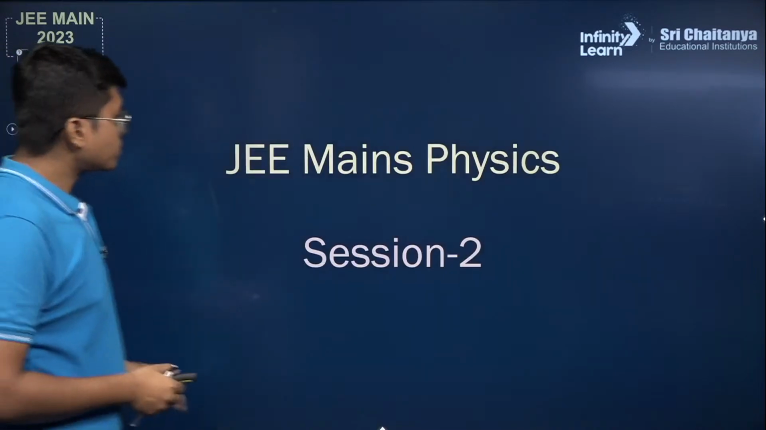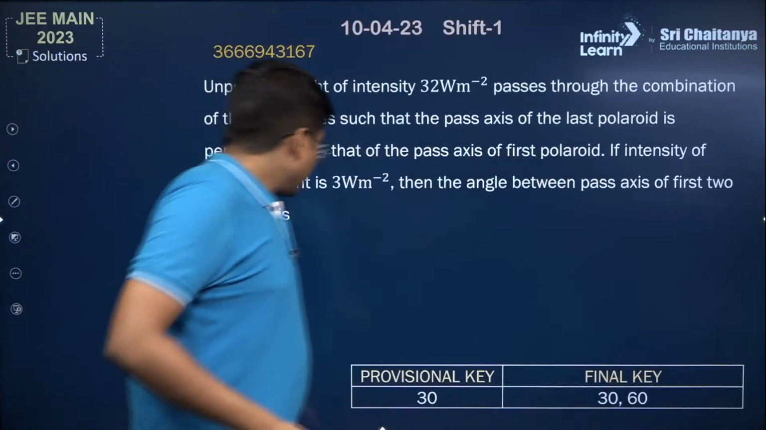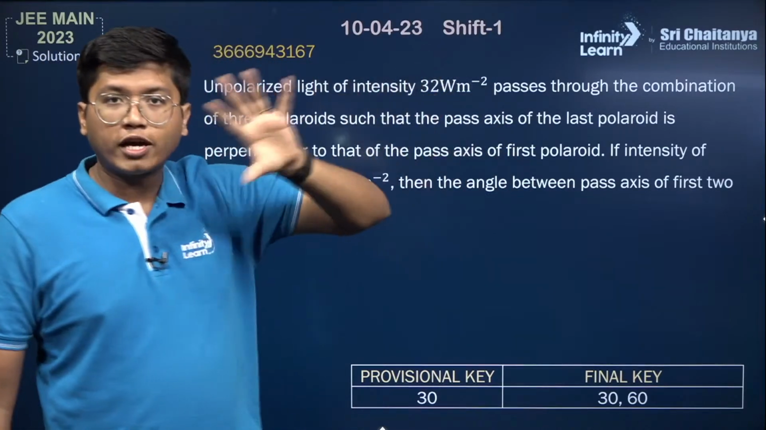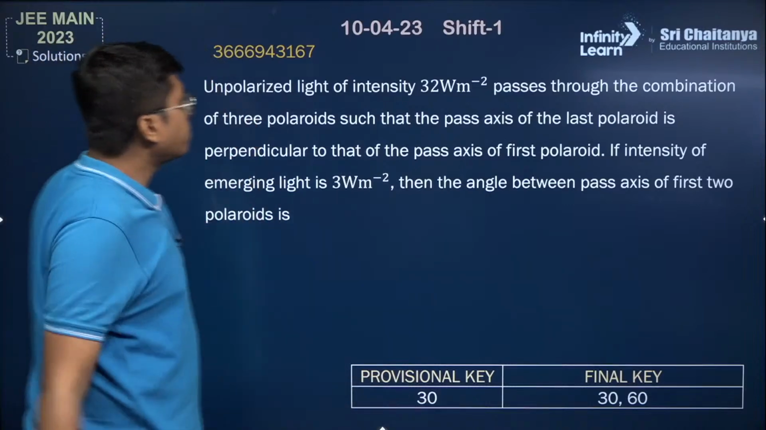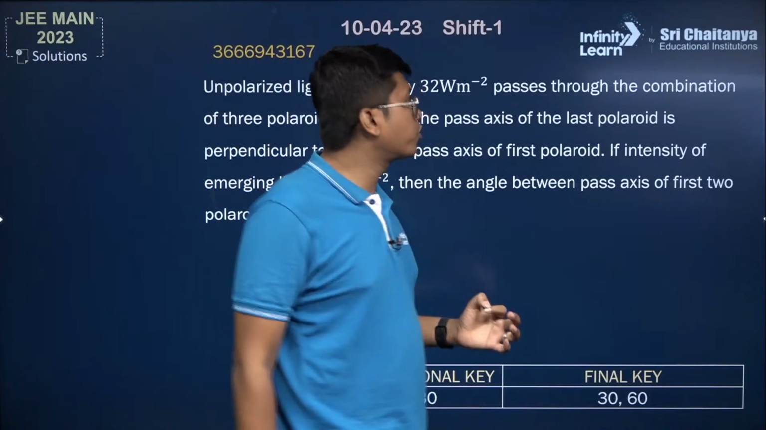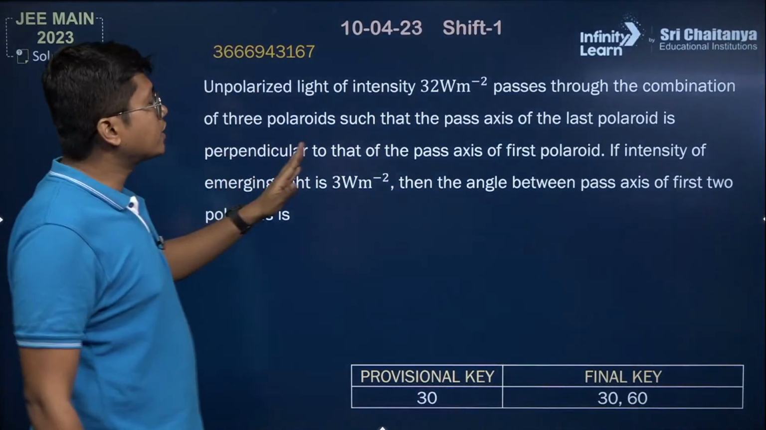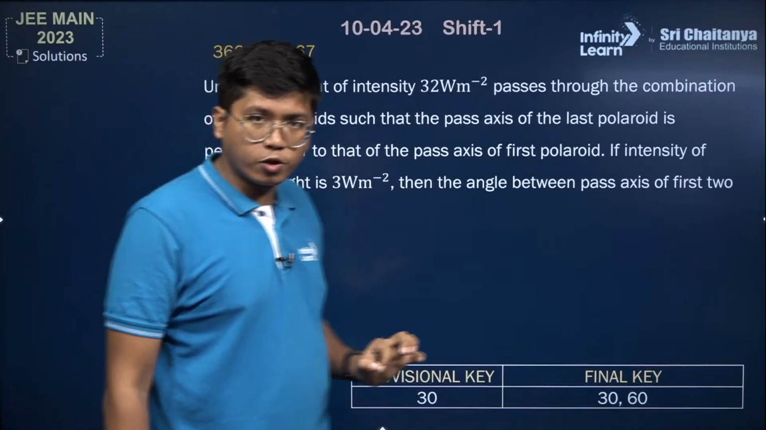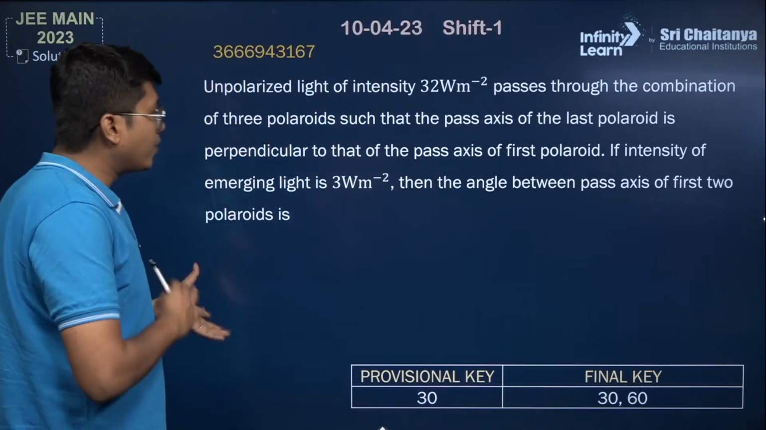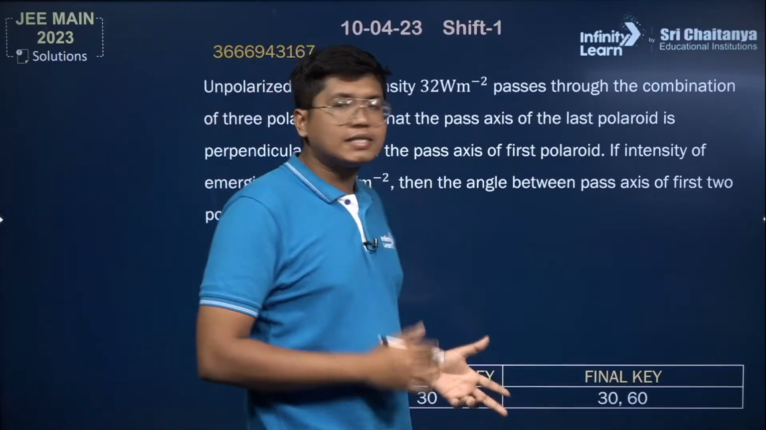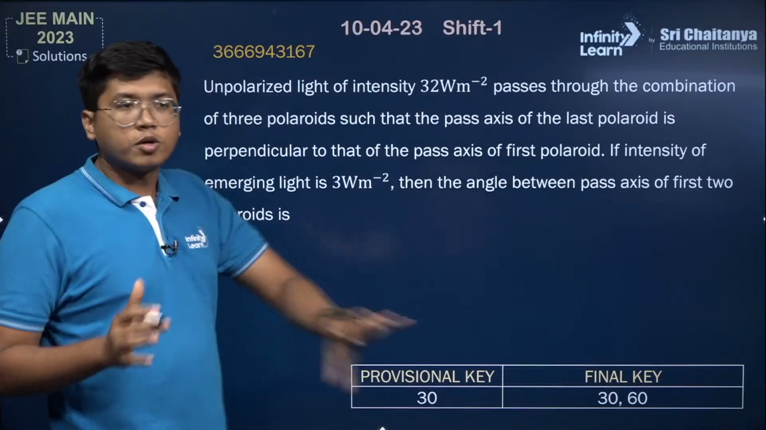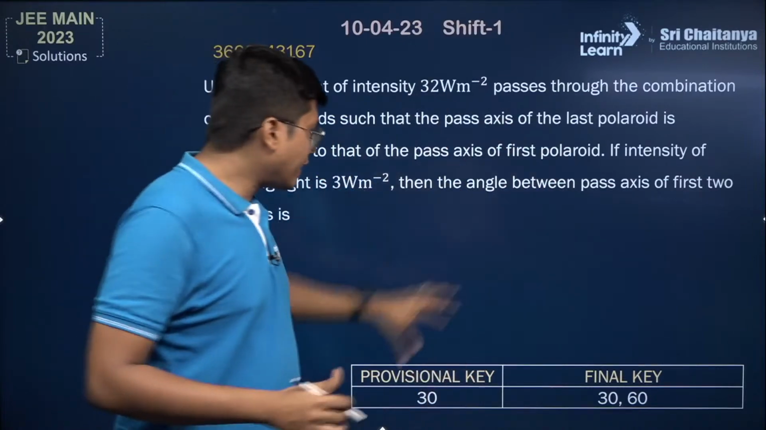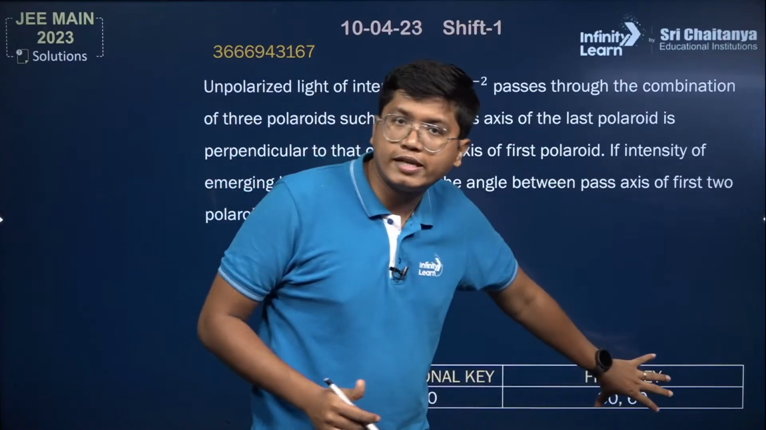Yeah. So over here, the first question, this we had done in our power up series as well. This we solved during our memory based question discussion. This says unpolarized light of intensity 32 watt per meter square passes through the combination of three polaroids such that the pass axis of the last polaroid is perpendicular to that of the pass axis of the first polaroid. If intensity of emerging light is 3 watt per meter square, then the angle between the pass axis of the first two polaroids is. So I'll tell you what the correct one here is, and you'll also get an idea about why NTA has revised it from the final answer of 30 to 30 and 60.